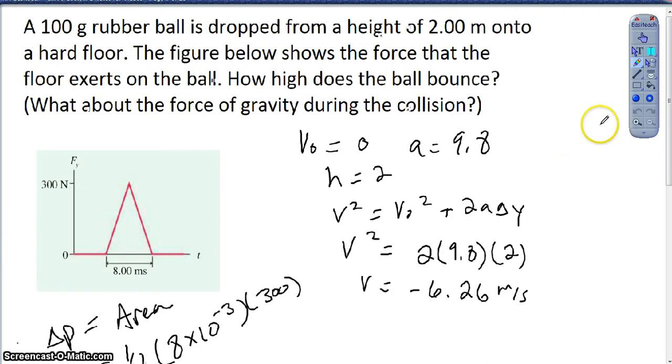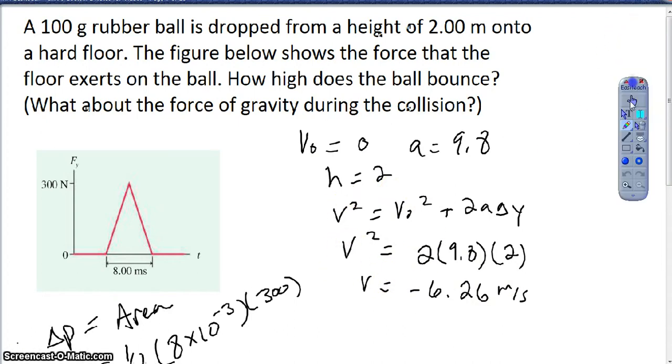So example 2, very similar to the one we just worked. They ask us how high does the ball bounce. They give us a graph, and really all this one entails is basically 3 different stages. And again, I know I've got the work laid out here. I'll go through this in just a minute. But let's think about the problem.